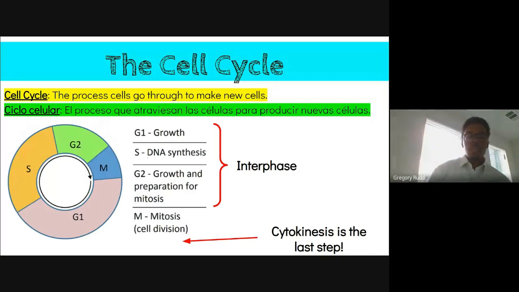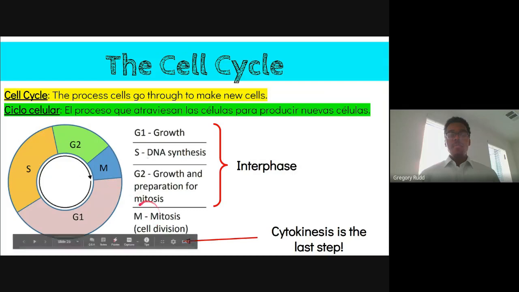Okay. The cell cycle is the process cells go through to make new cells. Okay, that's really all you need to write on this slide, but I'll talk about the other parts as well. The cell cycle is made up of different stages. The first stage is called interphase. And interphase is also made up of 3 separate stages. We're going to talk about them in the coming slides, so you don't need to write this down right now.